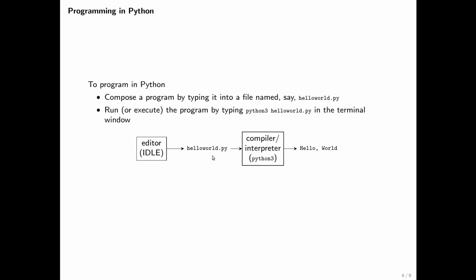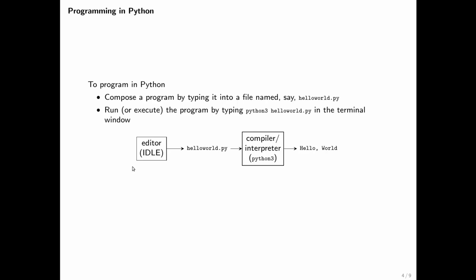Once that is done, the next step is to run or execute that program. The way you do that is by typing this command, python3, which is called the compiler or the interpreter. That's what's shown here, along with the name of the program that you wrote, which is helloworld.py in this case. You run this command in the terminal window, and you get the output of that program, whatever the output was meant to be. So that's the workflow.